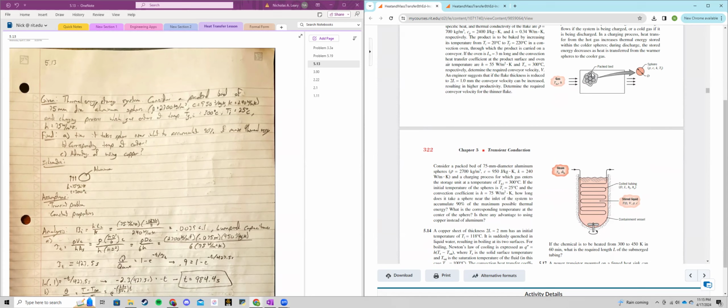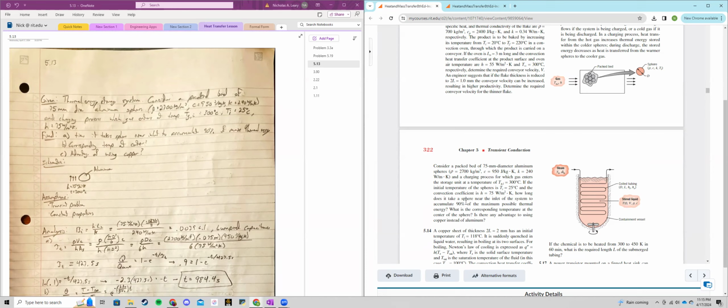Obviously, there would be more everywhere, but they give you that little bit of density there. And then it gives you the actual problem with the corresponding variables and what it wants. So we are considering a packed bed of 75 millimeter diameter aluminum spheres. It gives you all those properties. And we're in the charging process for which gas is entering the storage unit at a temperature of 300 degrees Celsius. It says the initial temperature of the spheres is 25 degrees Celsius and a convection coefficient of 75 watts per meter squared Kelvin.